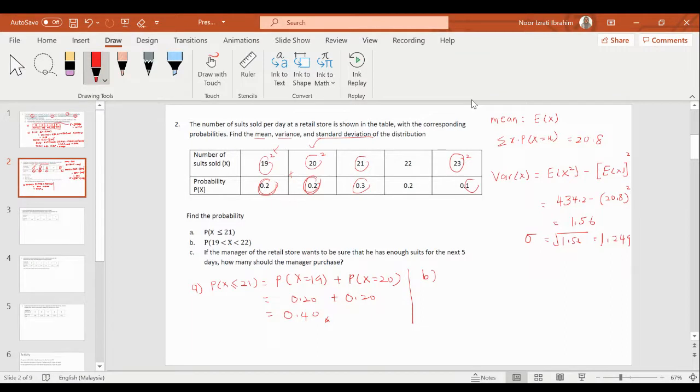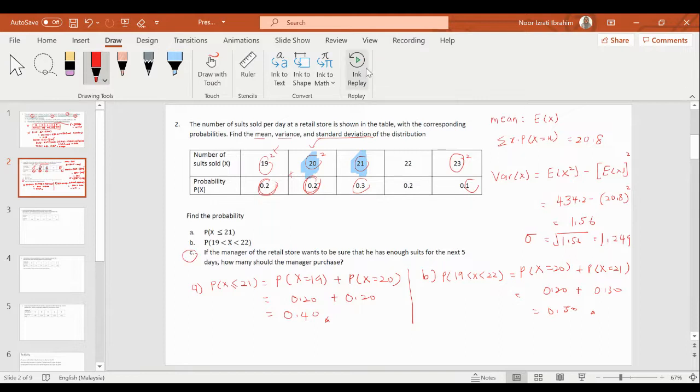For the B, x in between 19 and 22. So in between 19 and 22 will be 20 and 21. So this will be equals to probability when x equals to 20 plus probability when x equals to 21. So x equals to 20 is given as 0.20. X equals to 21 is equal to 0.30. And this will give us the answer as 0.50.